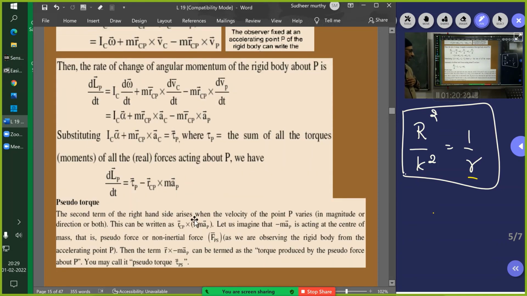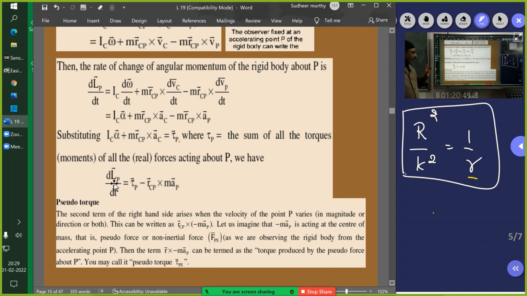So the second term of the right hand side arises when the velocity of point P varies in magnitude or direction or both. This can be written as RCP cross minus MAP. Let us imagine minus MAP is acting at the center of the mass, that is pseudo force or non-inertial force, as we are observing from the rigid body point of view. Then this term can be termed as torque produced by the pseudo force about P. I hope you got this.